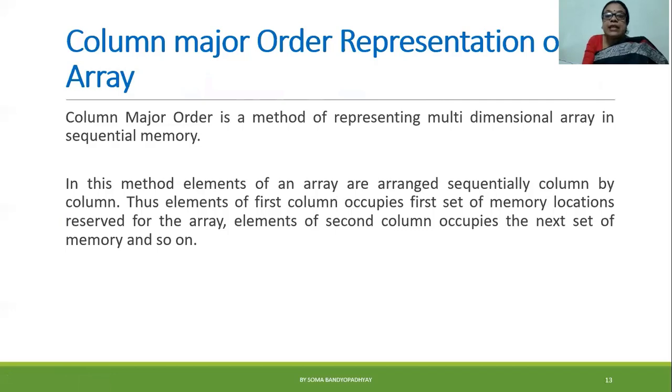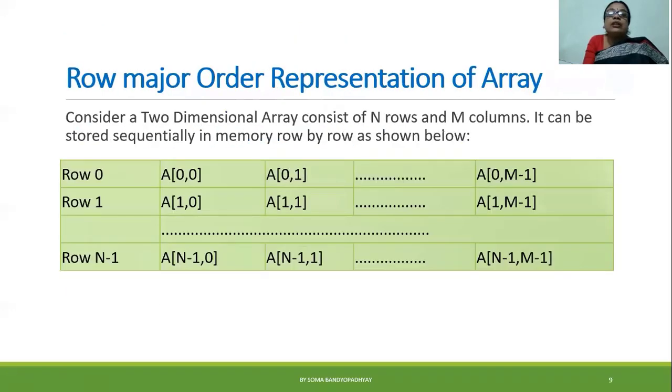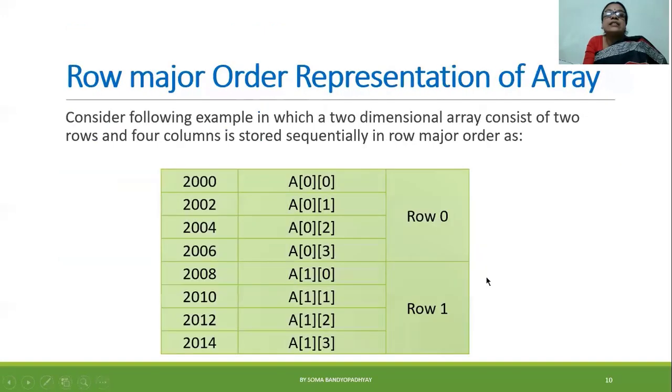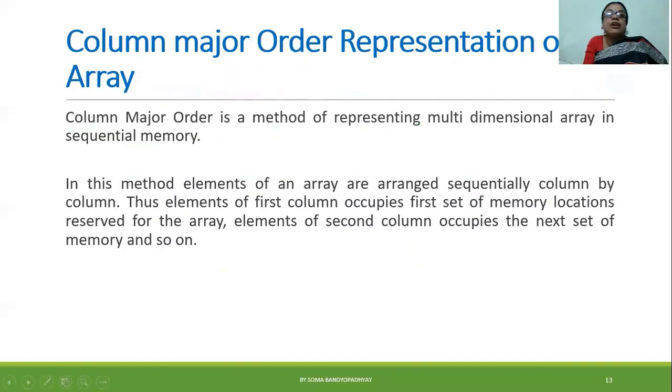In the previous example, we have already shown that the elements were stored column by column in case of column major ordering. So now we shall discuss details about the column major ordering. In this method, the elements of an array are arranged sequentially column by column. Thus, the elements of the first column occupy the first set of memory locations reserved for the array. Elements of the second column occupy the next set of memory and so on.